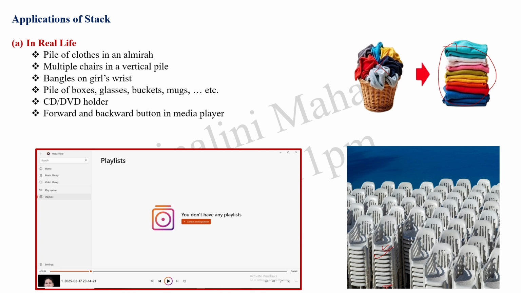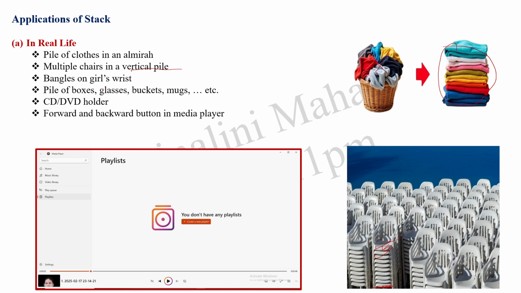Again, whatever chair you have kept here last, can you take out that one first? Is it possible? No. Okay, so whatever last element, last chair you kept here, that one only you can take out first in the easy manner. So multiple chairs in a vertical pile.